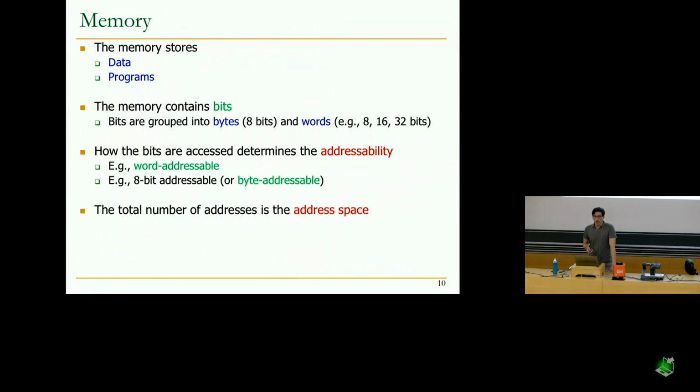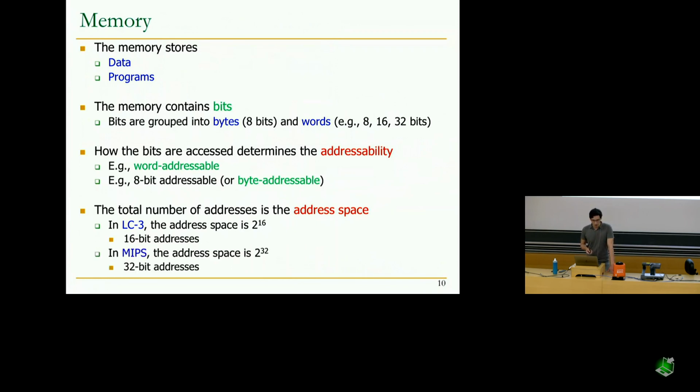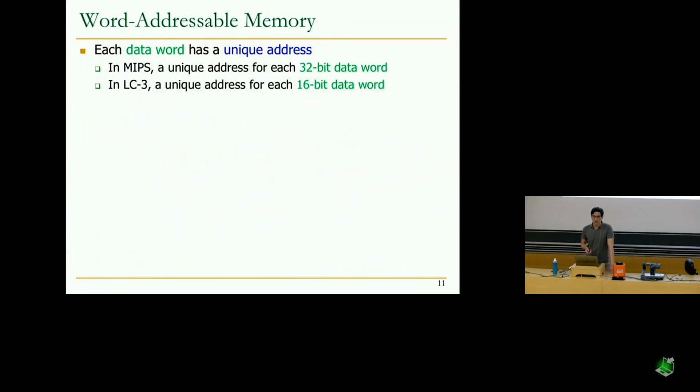So, the total number of addresses, which is more or less the total size of the memory, is the address space. This address space in LC3 is 2 to the 16th. So if we want to access 2 to the 16th different memory locations, we will need 16-bit addresses. In MIPS, the address space is 2 to the 32, so that's why we need 32-bit addresses. Okay, as I said, in order to access all these words or bytes, we need an address.